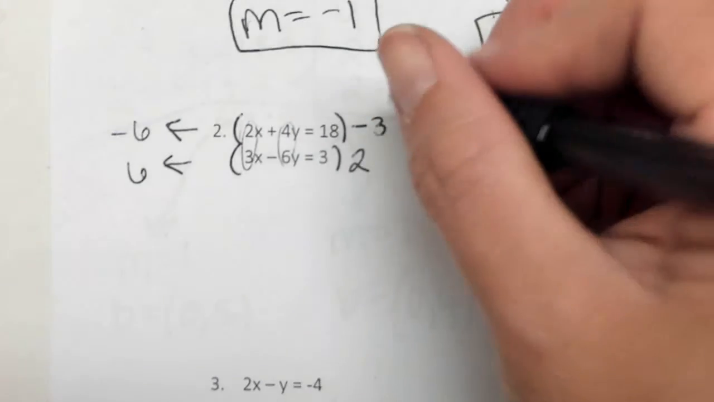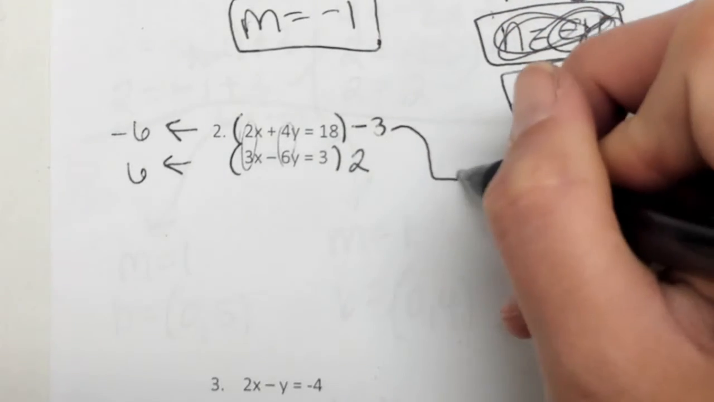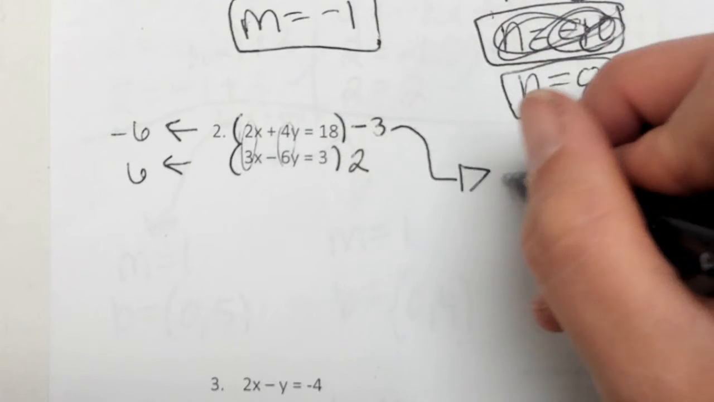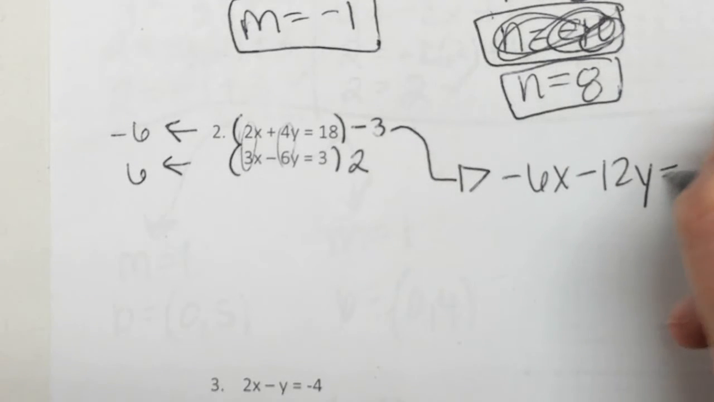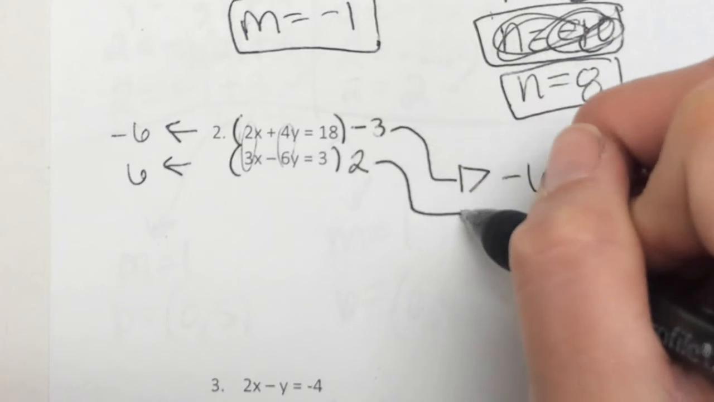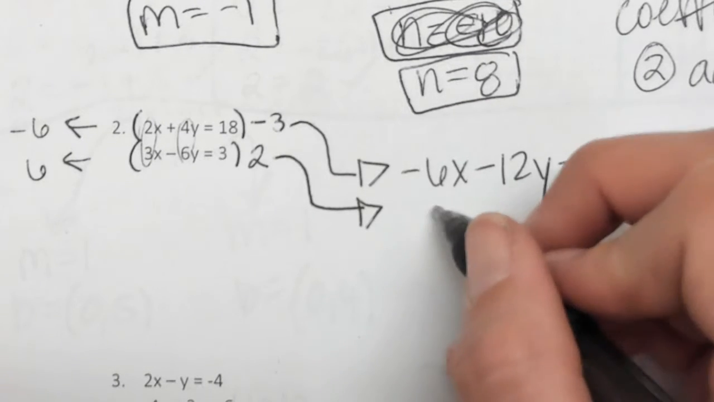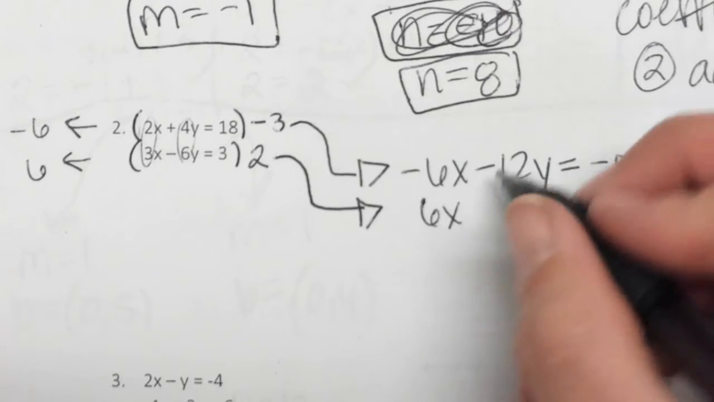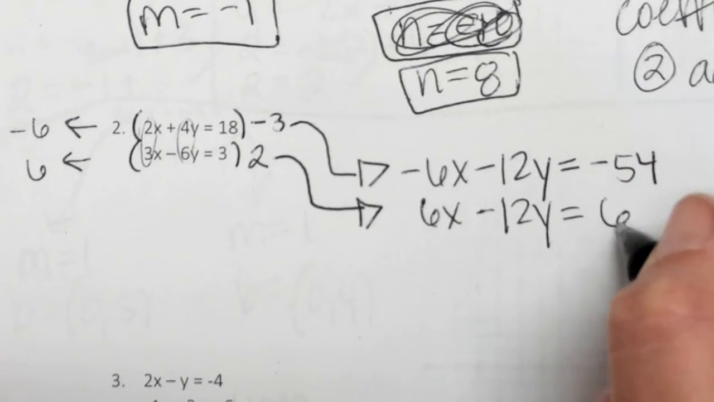Alright, so William, tell me what this top one would be if I multiplied everything by negative 3. Negative 6x minus 12y equals negative 4. Very good. Alright, Marilia, if I multiplied all of these by 2, the bottom equation, what would I get? Equals, good.